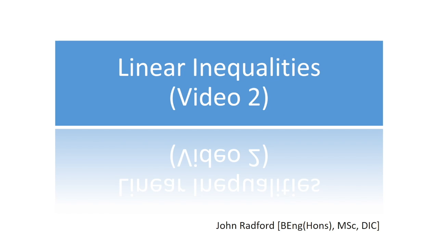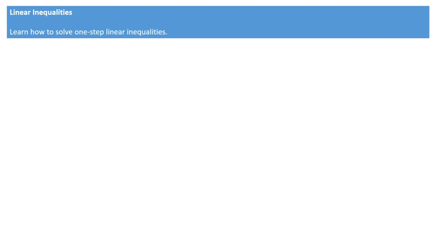In this video, we learn how to solve one-step linear inequalities. Now, what we mean by one-step linear inequalities are any inequalities looking like x plus b less than or equal to c, or a times x greater than or equal to b, or even x over a less than b.